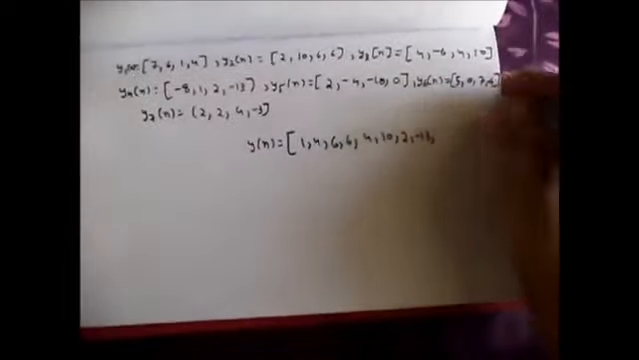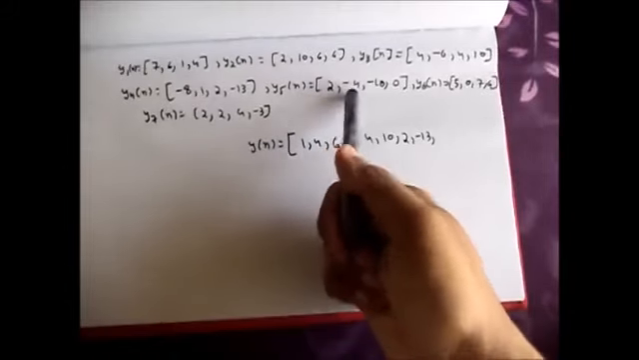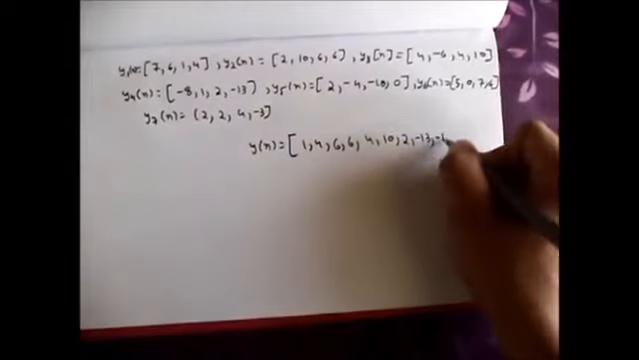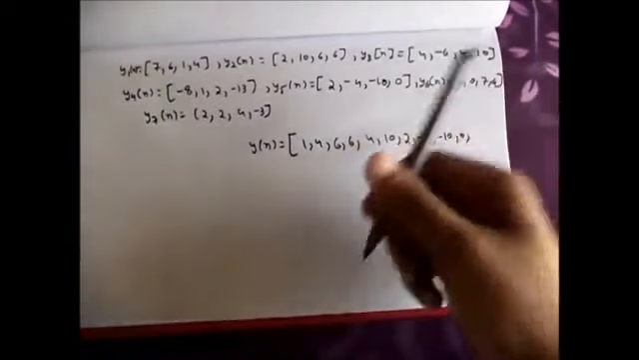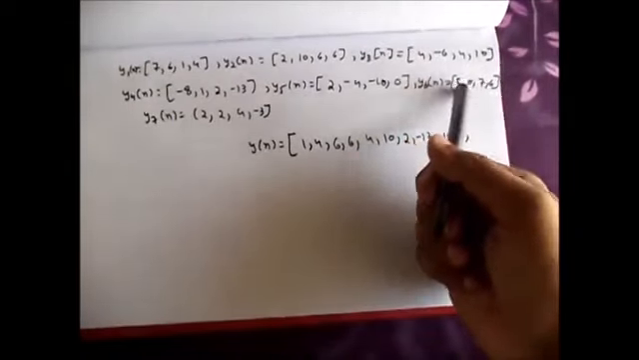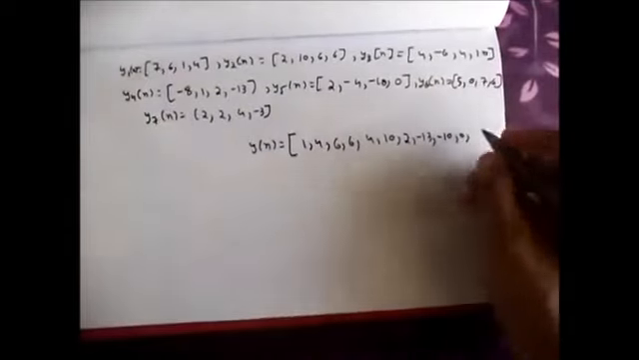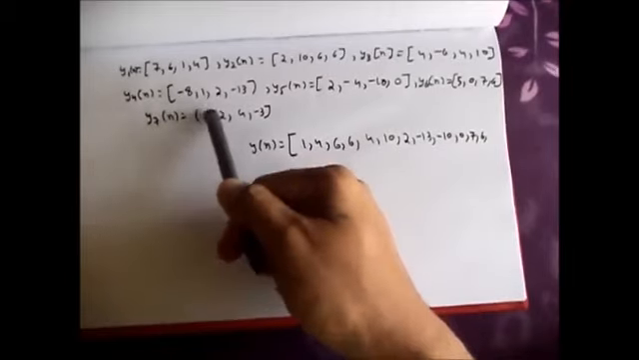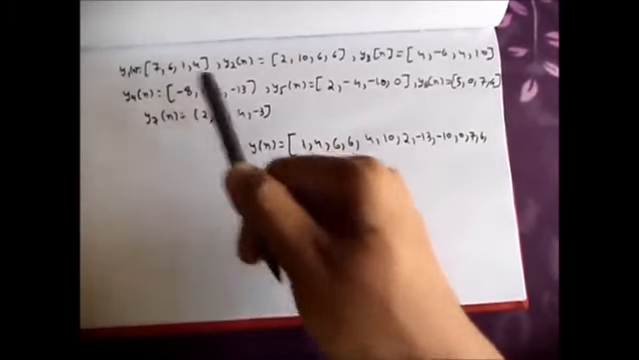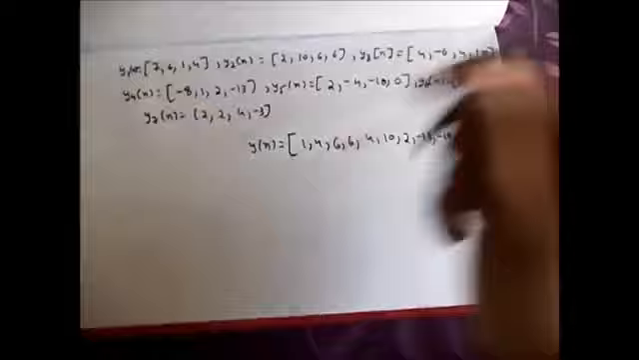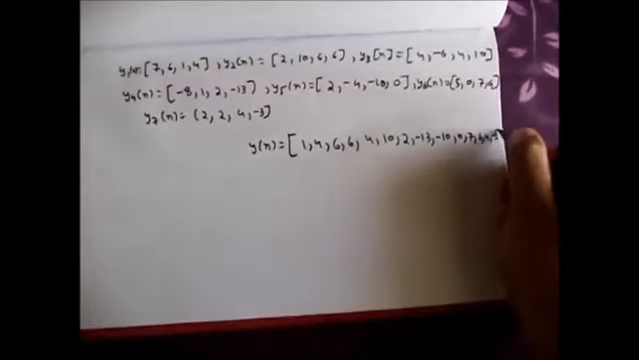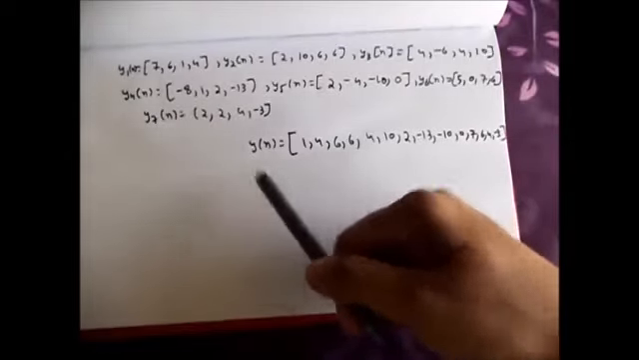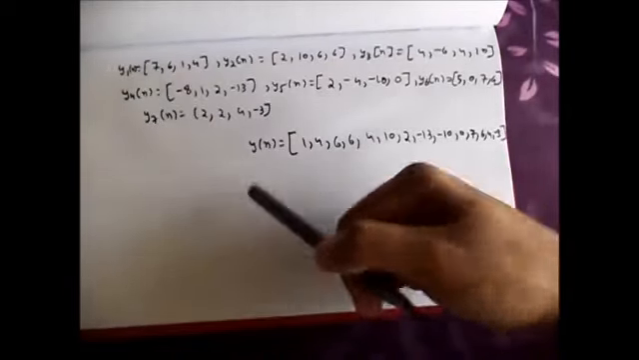Then again we will discard the initial 2 samples and we will join the rest of the samples, so minus 10 and 0. Again we will discard the initial two samples, that is 5 and 0, and we will join the rest of the samples, that is 7 and 6. And again we will discard the initial two samples and we will connect 4 and minus 3. So this is how we find the final output by using the overlap save method.